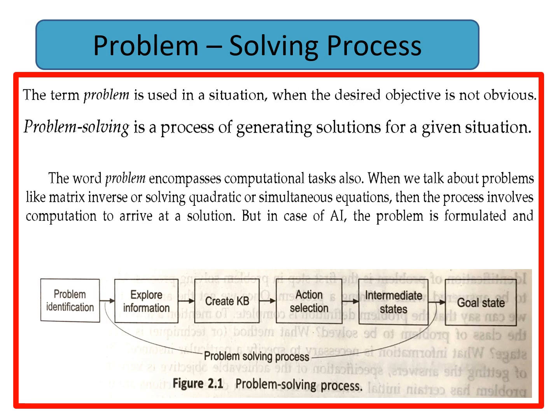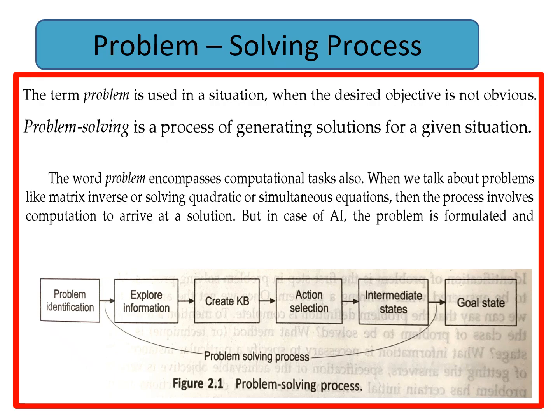So next is the problem solving process. The term problem is used in a situation when the desired objective is not obvious. Problem solving is the process of generating a solution for the given situation. Let me show the diagram of it. This is the problem solving process. There are different blocks: problem identification, explore information, create KB (knowledge base), action selection, intermediate stage, and goal state.